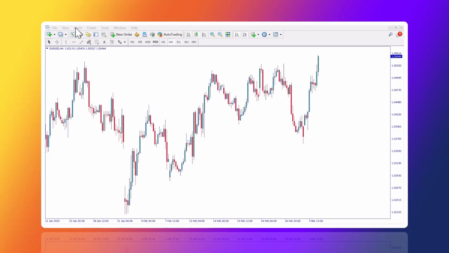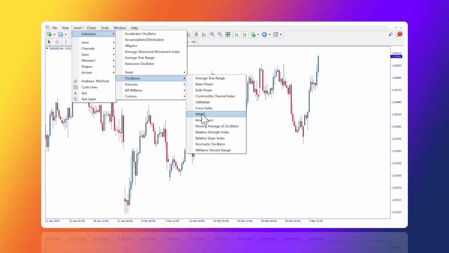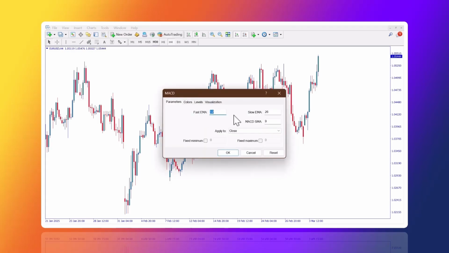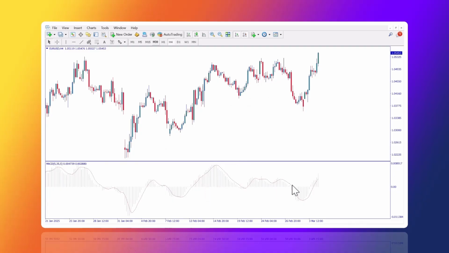Go to Insert, click on Indicators, then you can find MACD under Oscillators. Click MACD. So the setting that we'll be using here today is 5 for the fast EMA, 35 for the slow EMA, and 5 for MACD SMA. And apply to close. Click OK. So you can see that we have the MACD here already.